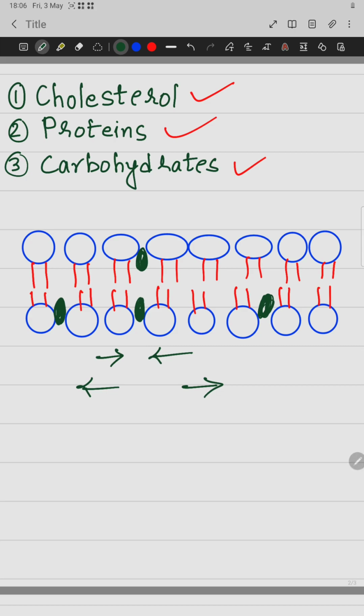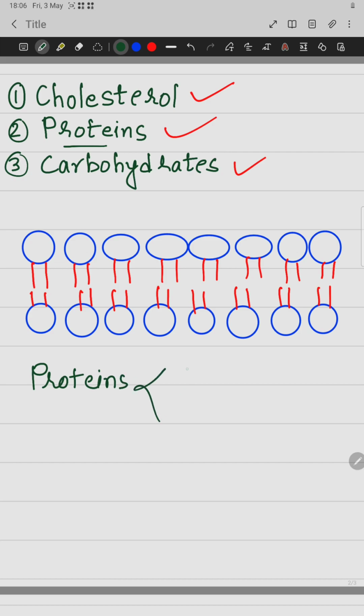Now the second one are the proteins. So the proteins are also present in the cell membrane. Now when we talk about the proteins, there are mainly two types of proteins in the phospholipid bilayer. They are the integral membrane proteins and the peripheral membrane proteins.